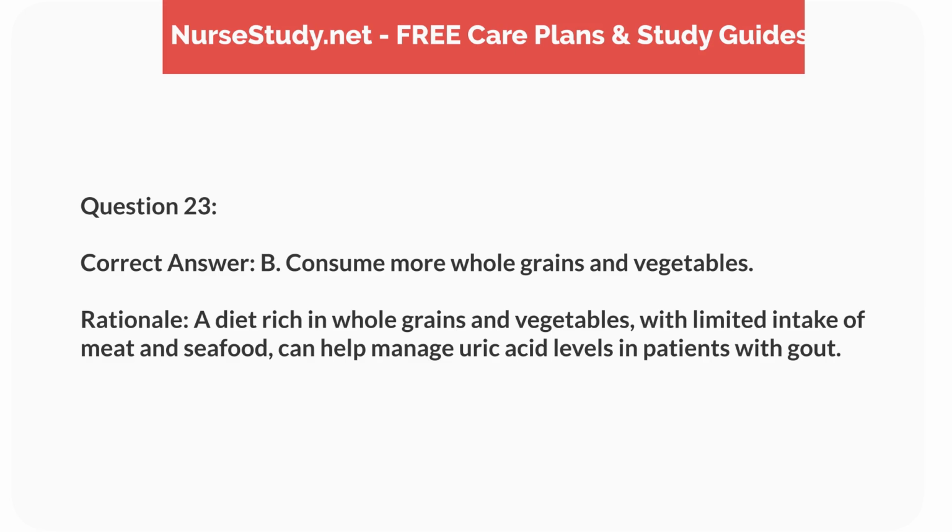Rationale. A diet rich in whole grains and vegetables, with limited intake of meat and seafood, can help manage uric acid levels in patients with gout.